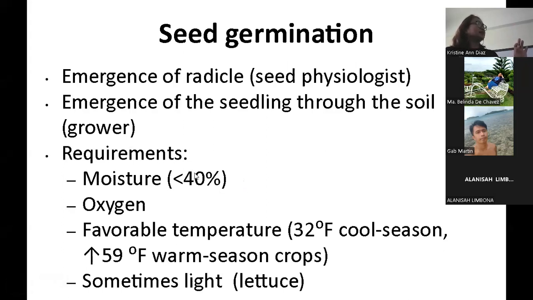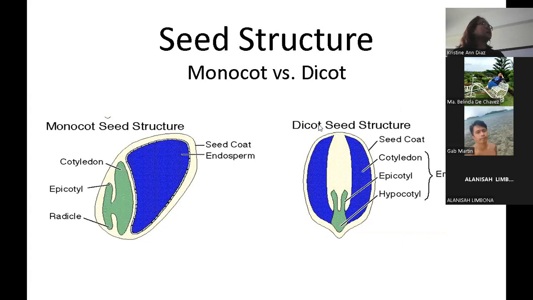Moisture, which is less than 40%, oxygen, and favorable temperature, depending kung unsa siyang crop, cool season ba or warm season, and sometimes light, like for lettuce. It's only lettuce na mga kapamilya who needs light. The rest, they need to be buried underground. Okay, so these are the monocot versus dicot. Of course, monocot 1 cotyledon, dicot 2.